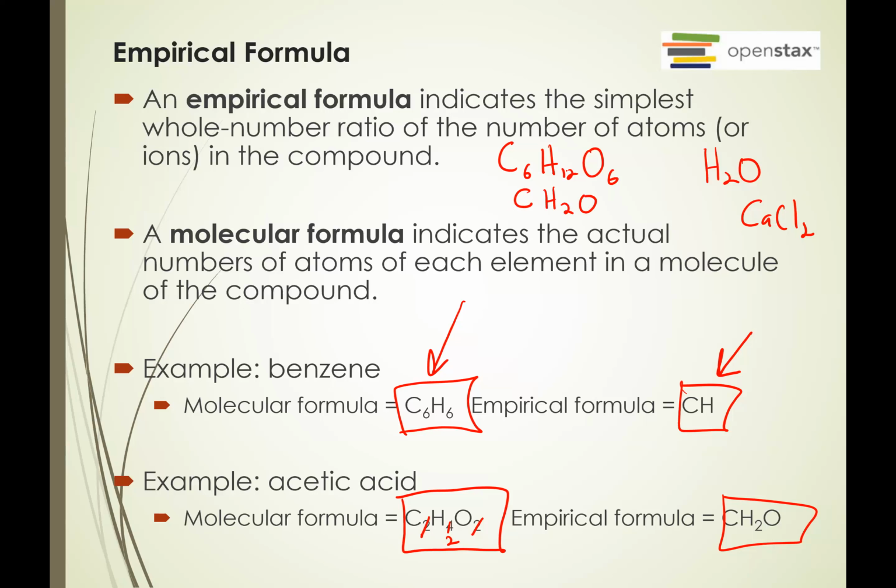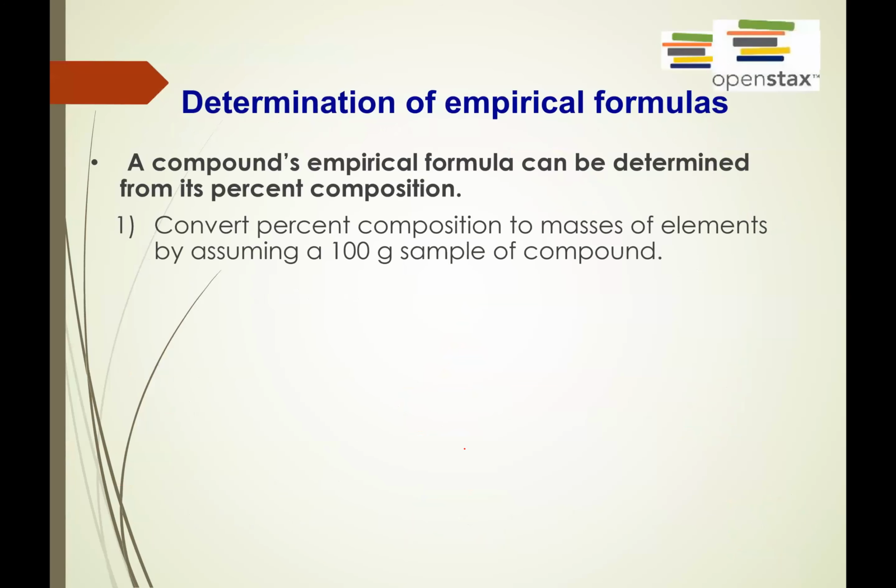CH2O. So if we divide them all by 6, look, we end up with the same thing as this one. So you can have multiple compounds that have the same empirical formula. Empirical just means simplest. So simplest means empirical. Now, how do we figure out the empirical formula? There's a formula for it, and you kind of have to follow it.